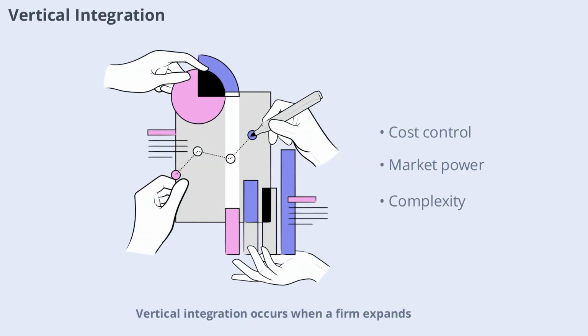Vertical integration occurs when a firm expands its operations into different stages of production, such as a manufacturer acquiring suppliers or distributors. This can reduce costs, improve control, and increase market power, but also adds complexity.